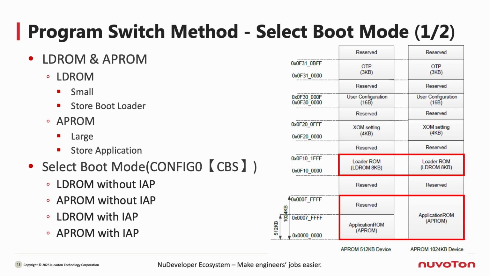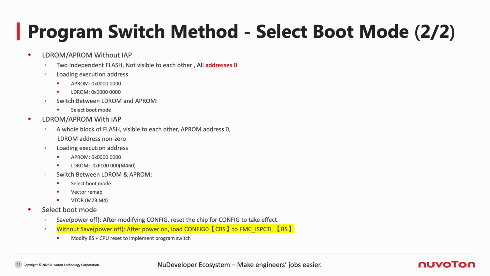When powered on, the configuration will be read from config first, and the program will be executed from the set boot position. There are 4 options for boot mode, namely LD-ROM without IAP, AP-ROM without IAP, LD-ROM with IAP, AP-ROM with IAP. It should be noted that the M460 series only has LD-ROM with IAP and AP-ROM with IAP. Choosing to boot from LD-ROM or AP-ROM is easy to understand, which means starting the program from the selected memory region after power on. Let's explain the difference between without IAP and with IAP.